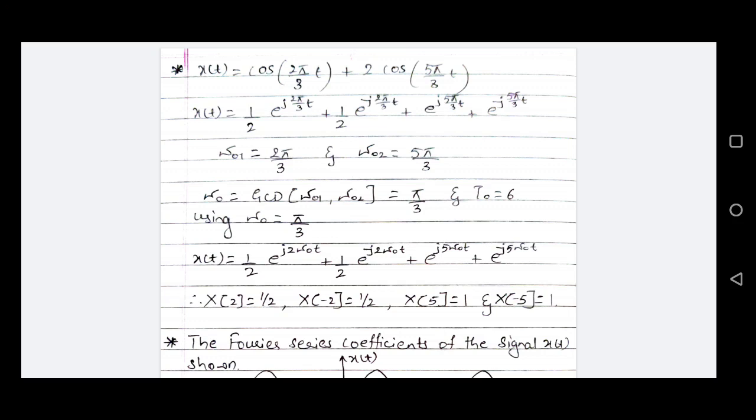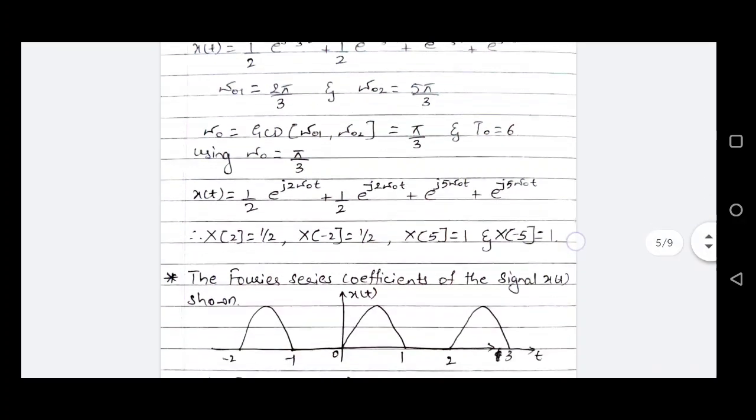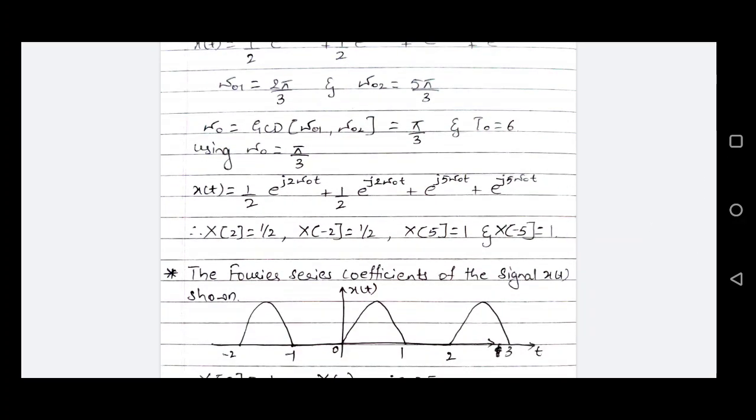So we'll use omega naught as pi by 3 in the above exponentials. So x of t can be rewritten as 1 divided by 2 e to the power j 2 omega naught t plus 1 by 2 e to the power minus j 2 omega naught t. And the next two exponentials will be e to the power j 5 omega naught t plus e to the power minus j 5 omega naught t.